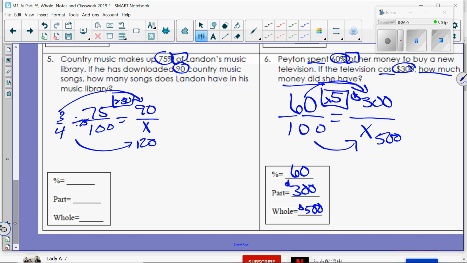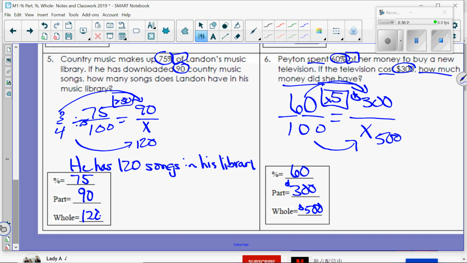So now we have the time back, and we got to finish that part off here. Our percent was 75. Our part was 90. Our whole was 120. So since the word problems, he has 120 songs in his library. And for our second one, he technically had, because he spent part, a total of $500.